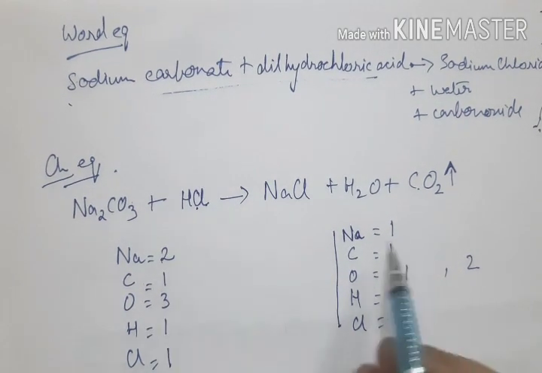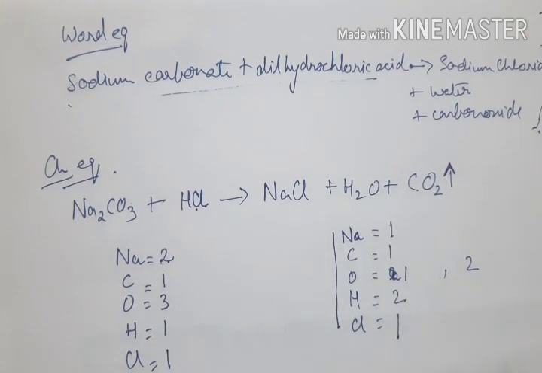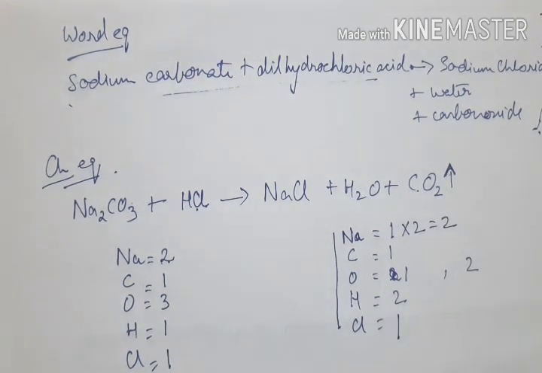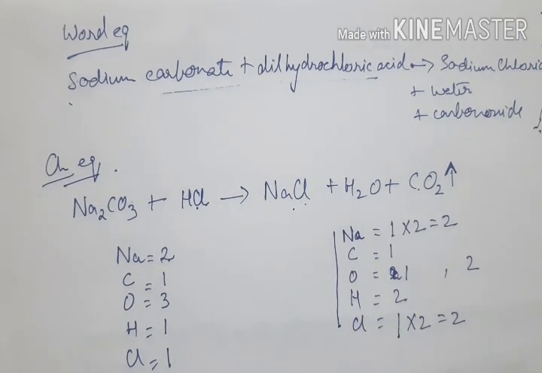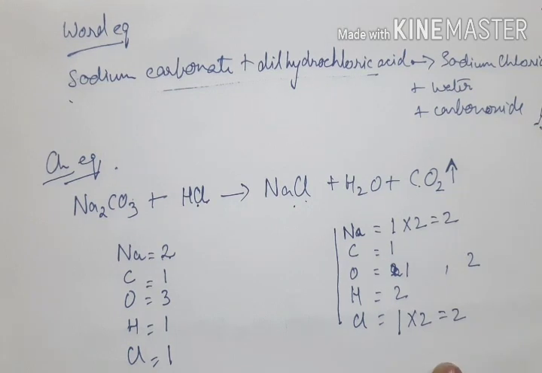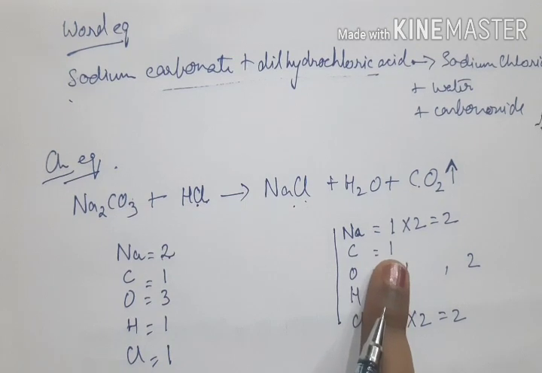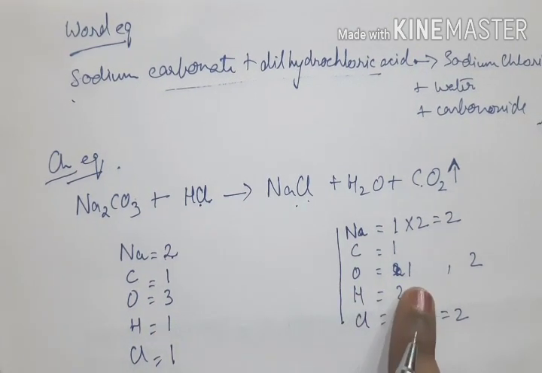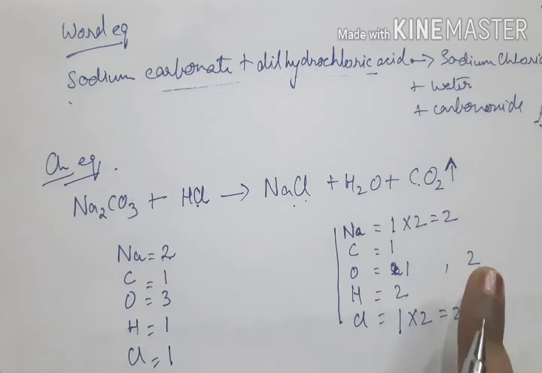Now let's start with the first element. 2 atoms of sodium on the left hand side but 1 atom of sodium on the right hand side. So we multiply by 2 and this becomes 2. Now sodium is balanced on both sides. But with sodium is the chlorine atom, so this will also get multiplied by 2 and it becomes 2 atoms. Right? Now carbon is 1 on this side and 1 on the right hand side. 3 atoms of oxygen on the reactant side and 1 plus 2, 3 atoms of oxygen on the right hand side.